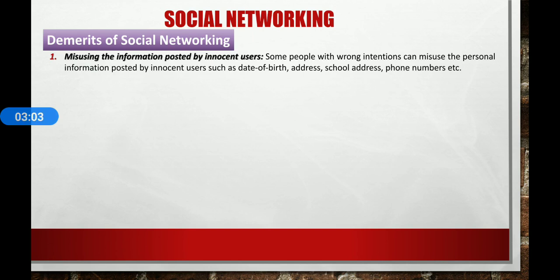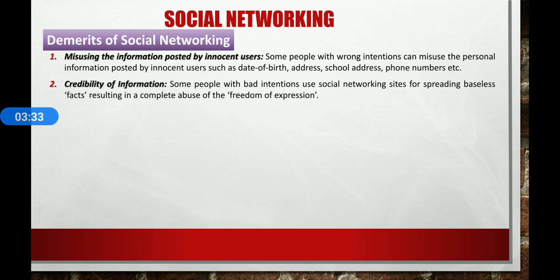First one, misusing the information or data posted by innocent users. Some people with wrong intentions can misuse the personal information posted by innocent users, such as date of birth, address, school address, phone number, etc. Thus, you should be careful while posting such information and should avoid posting very personal information on your public profile.